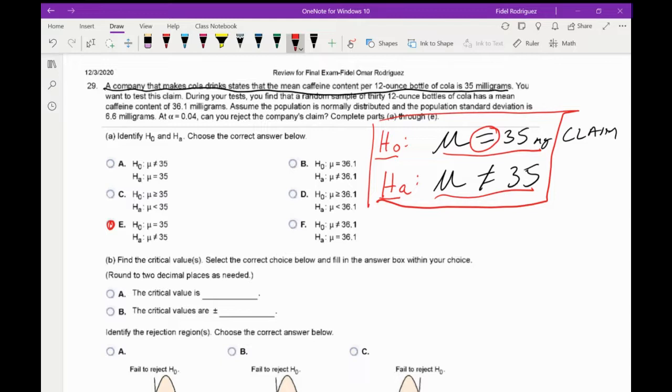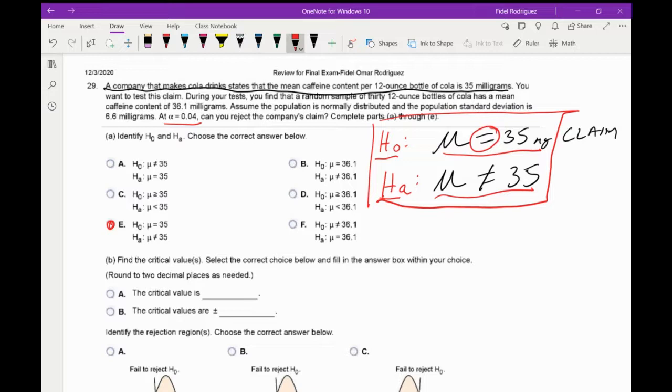All right, so now we can keep reading the problem. It says we want to test a claim, and during our test, we find that a random sample of 30 12-ounce cola bottles has a mean caffeine content of 36.1. Assume the population is normally distributed and the population's standard deviation is 6.6. At alpha equal to 0.04, can we reject the company's claim?